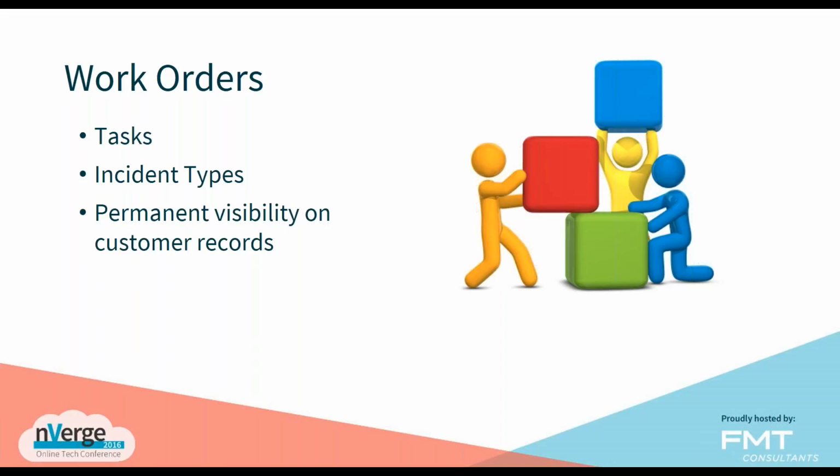Then all of that can be rolled up into an incident type. So for example, the scenario just given would be related to repairing a pipe. That would be your incident type. And then finally, you're able to turn that into a work order, which has permanent visibility on the customer record. So therefore, you're able to combine multiple incident types to a particular work order, which is then left onto the customer record. Let's go in CRM now and see how this looks.